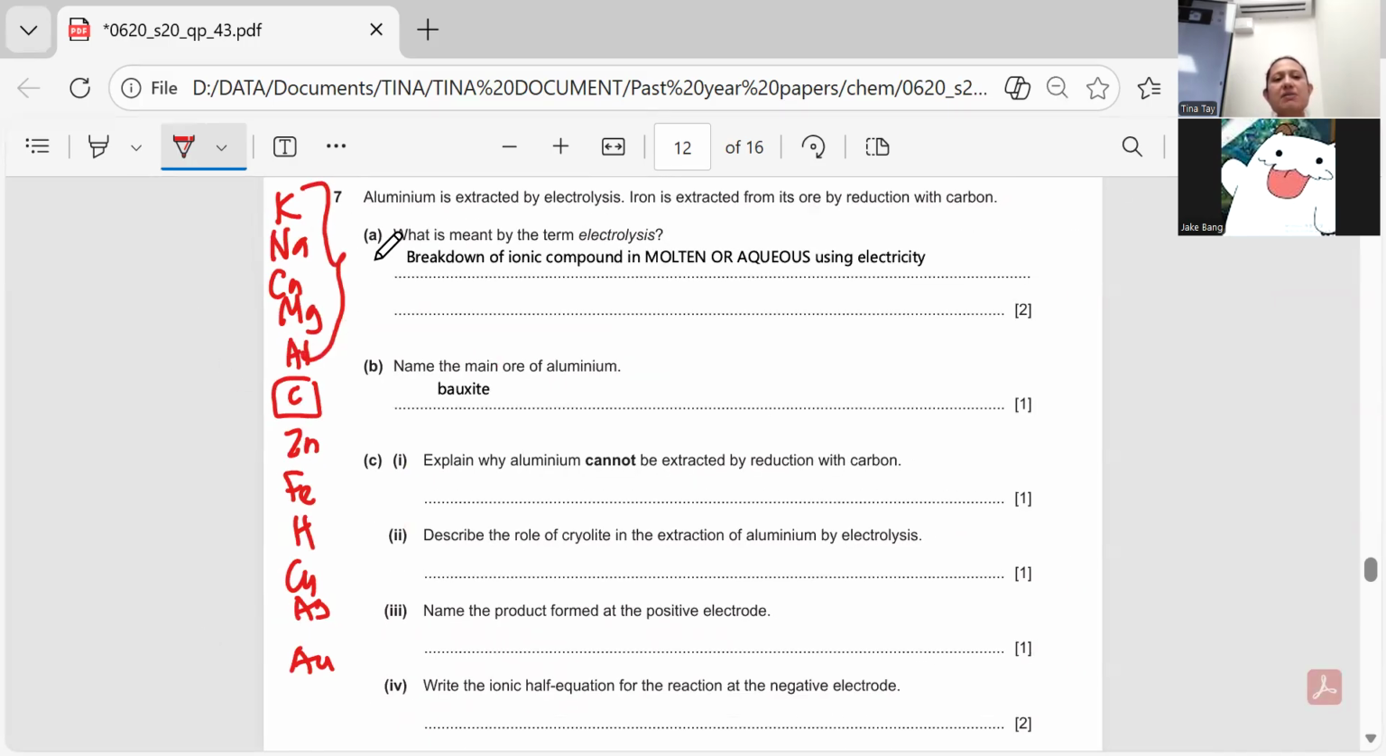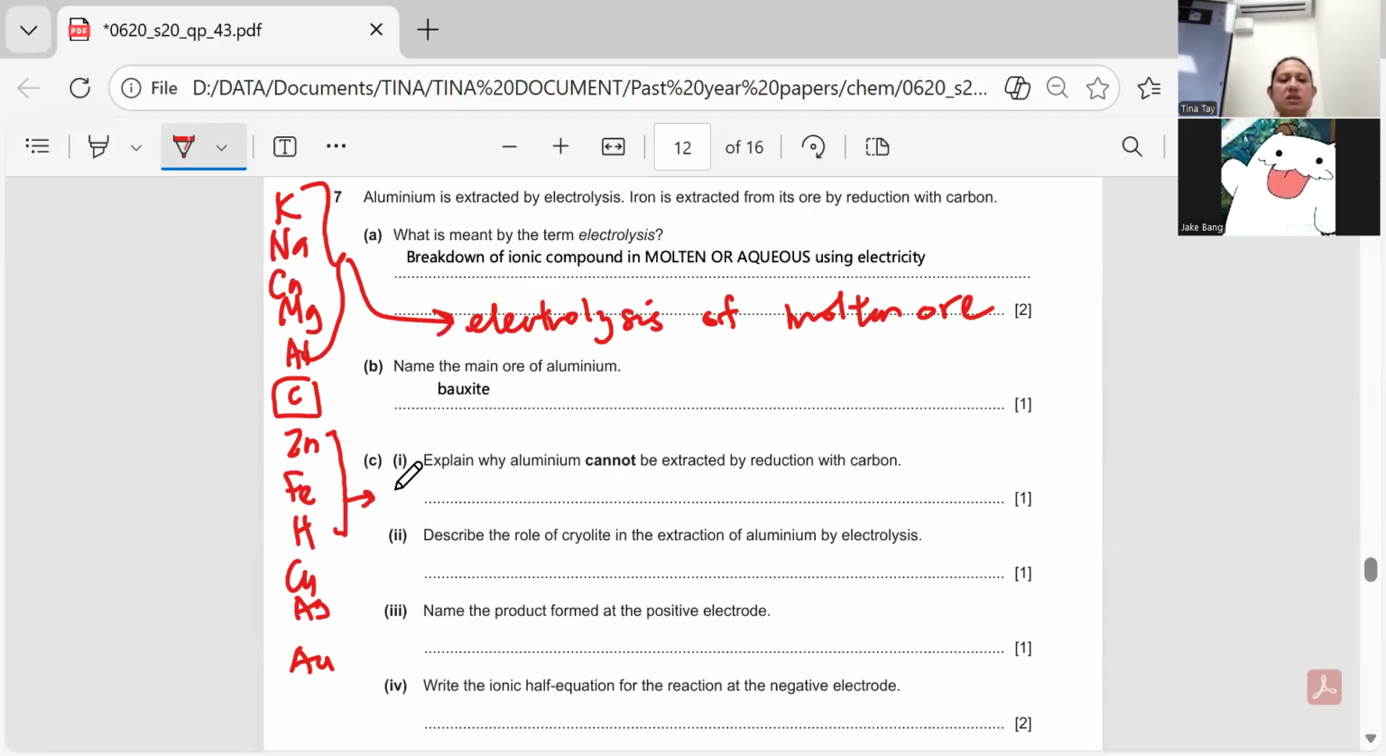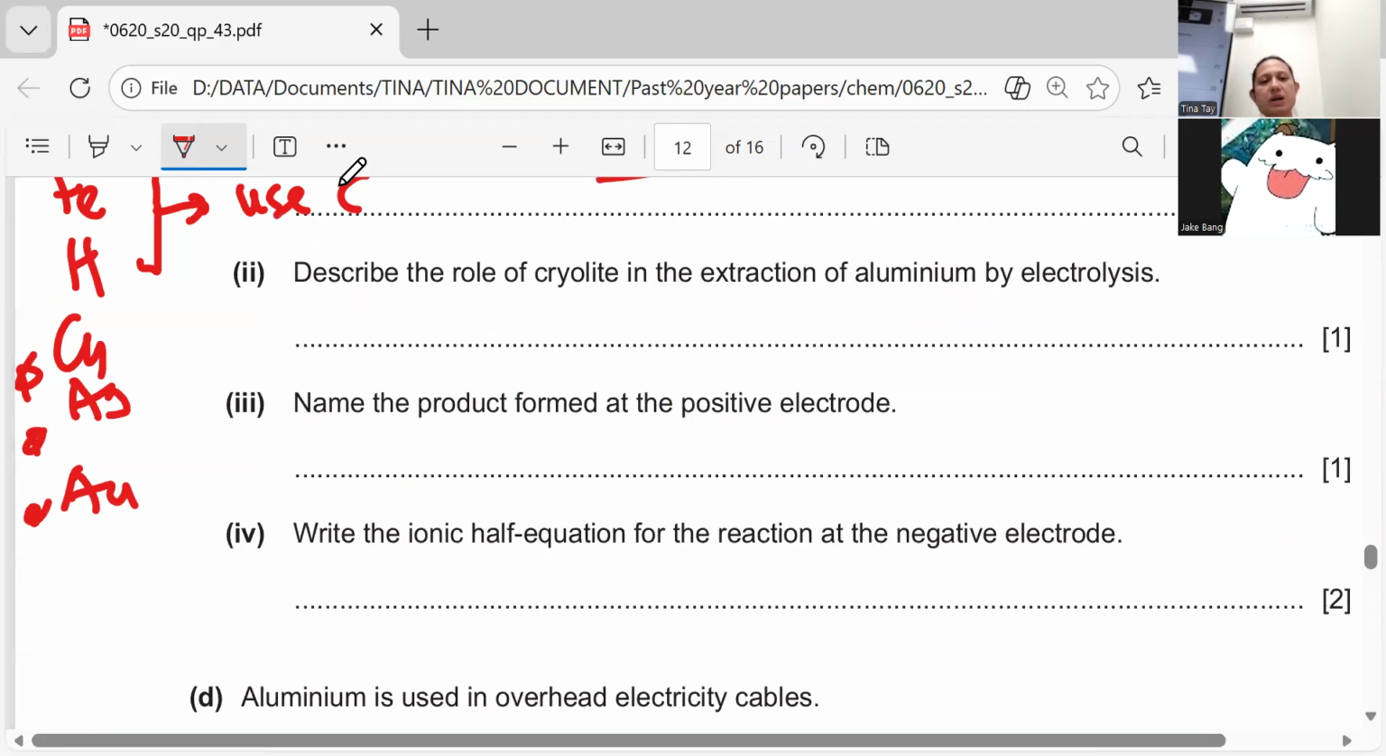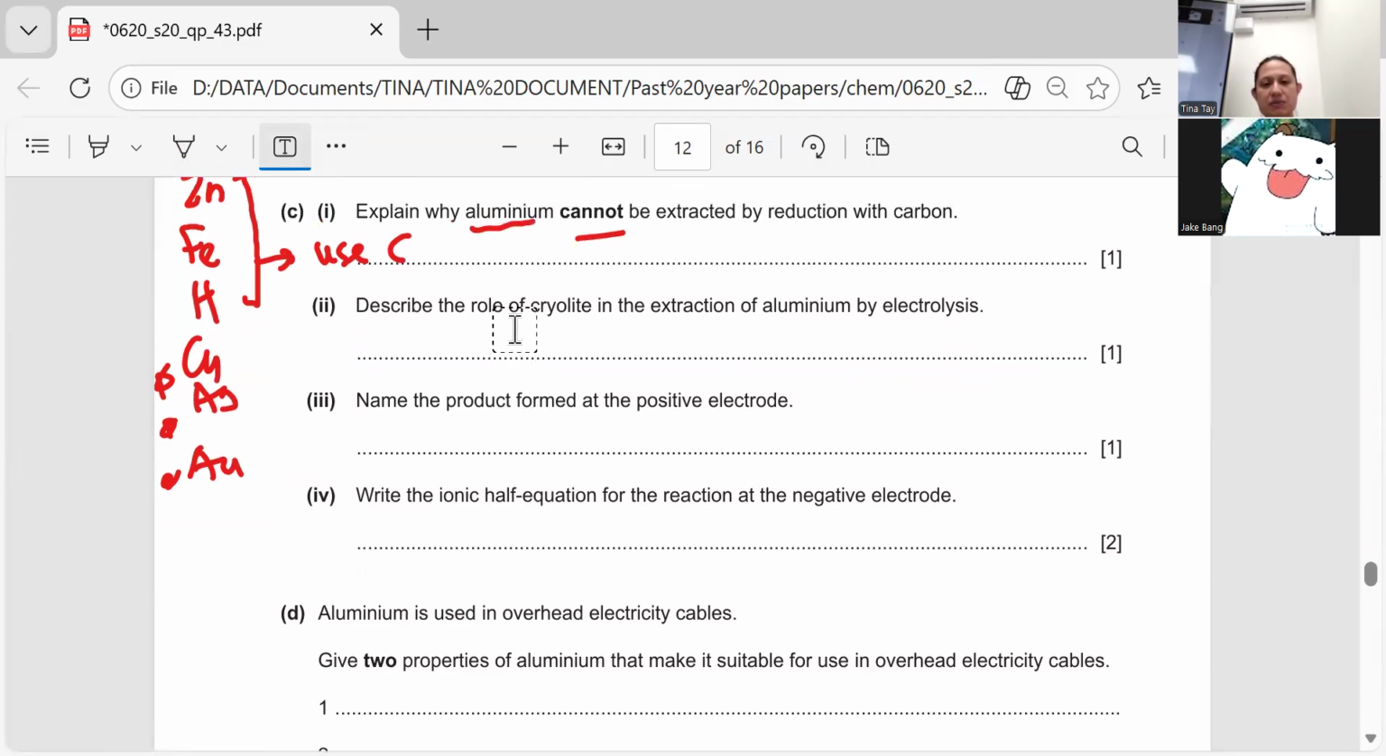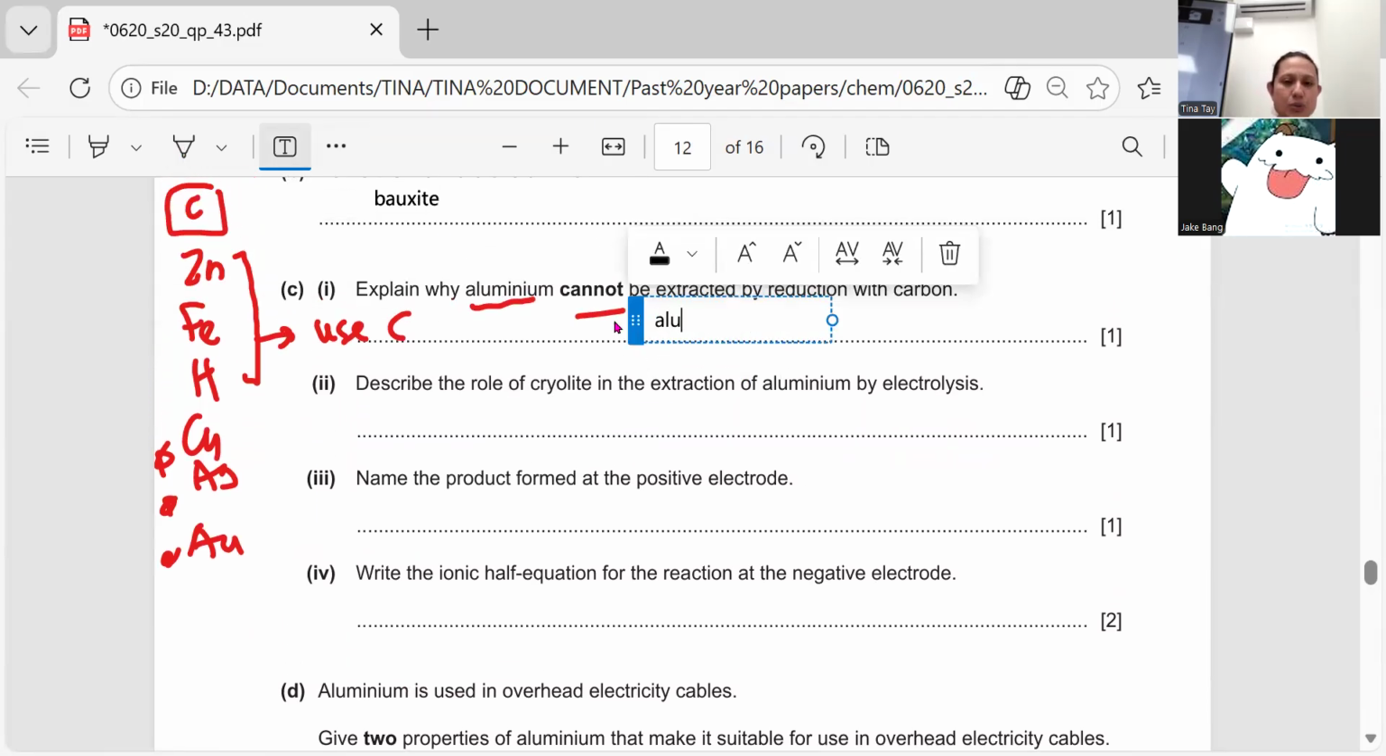The ones that are above, extract using electrolysis of molten ore. The one that is in between here, you use carbon. The one that is here exists as element. Why can aluminium not be extracted with carbon? Because it is more reactive. You must mention aluminium is more reactive than carbon.